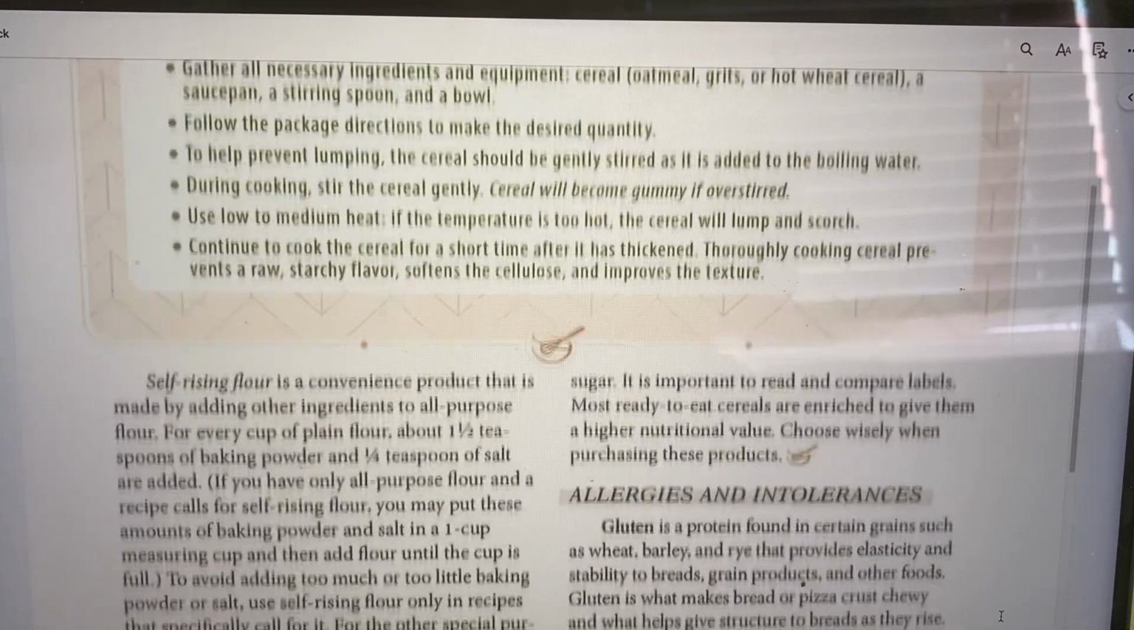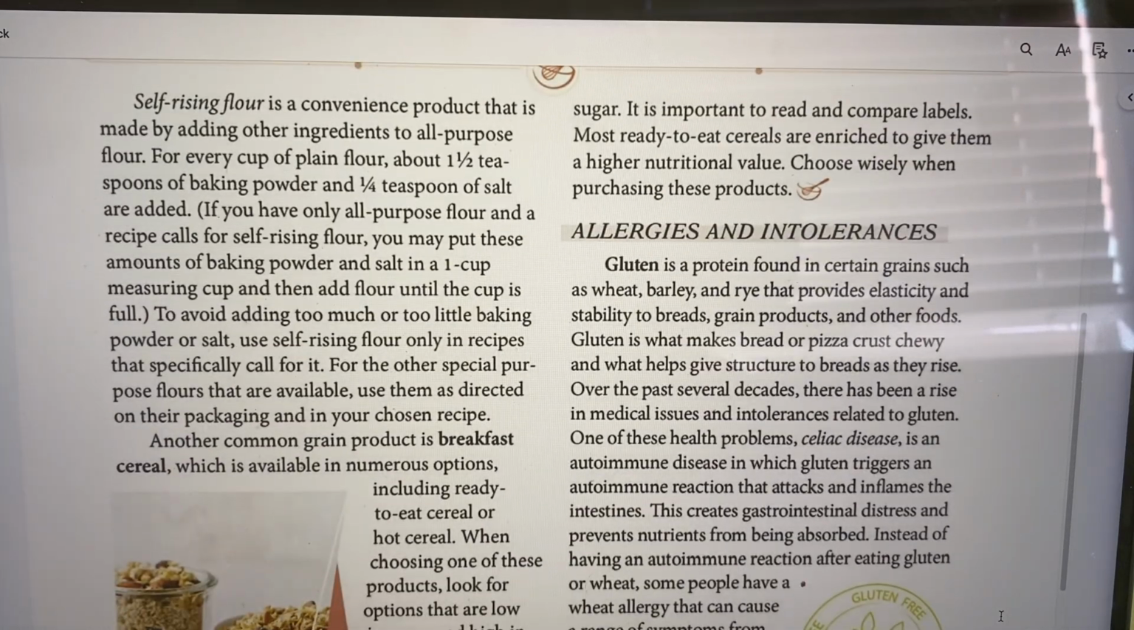So self-rising flour is another type of flour. Self-rising flour is a convenience product made by adding other ingredients to all-purpose flour so that it self-rises. For every cup of plain flour, 1.5 teaspoons of baking powder and a 1/4 teaspoon of salt are added.